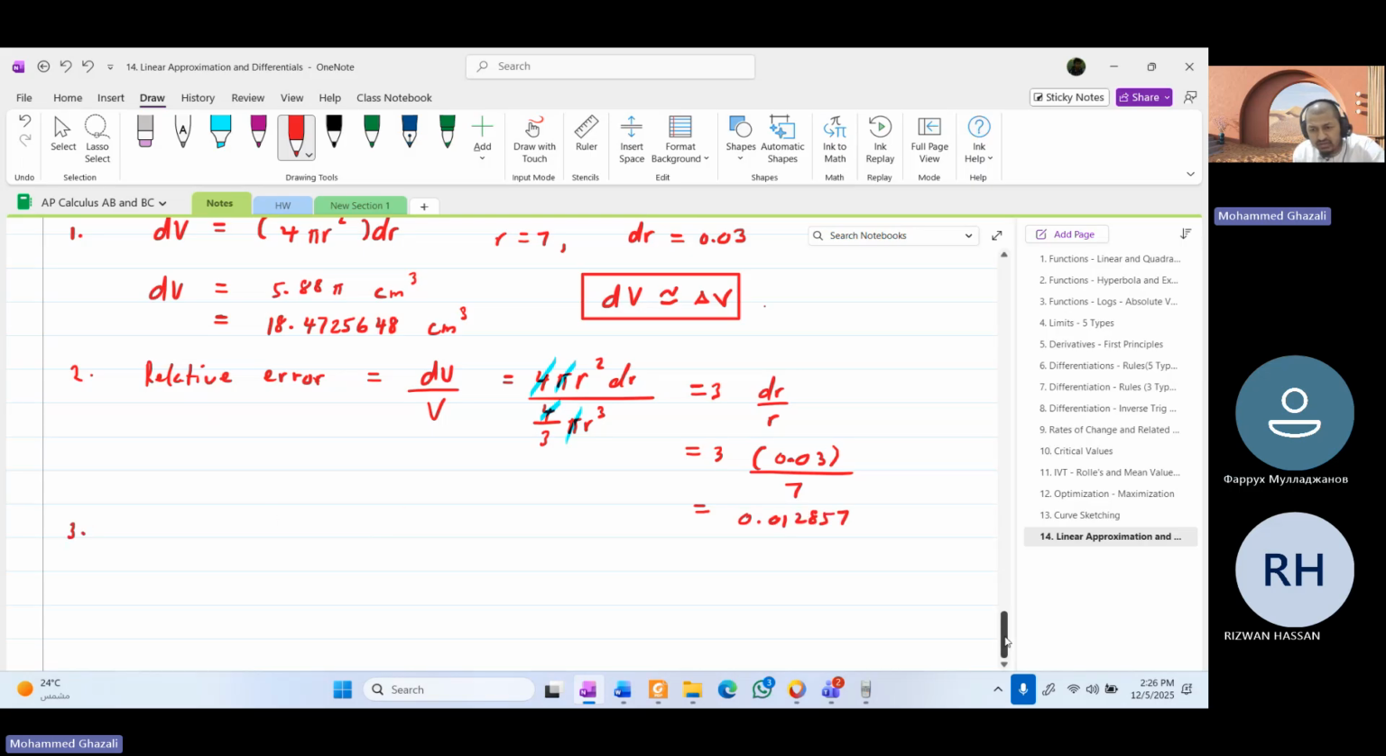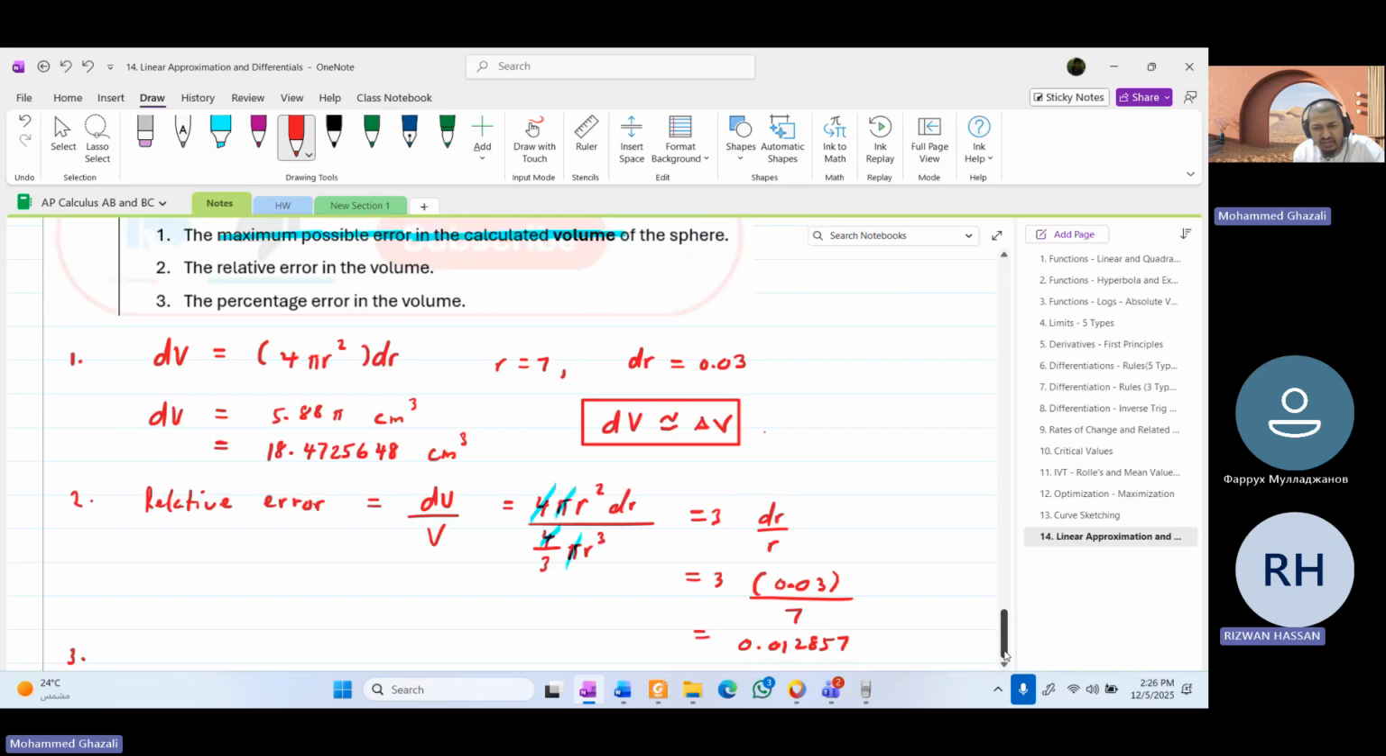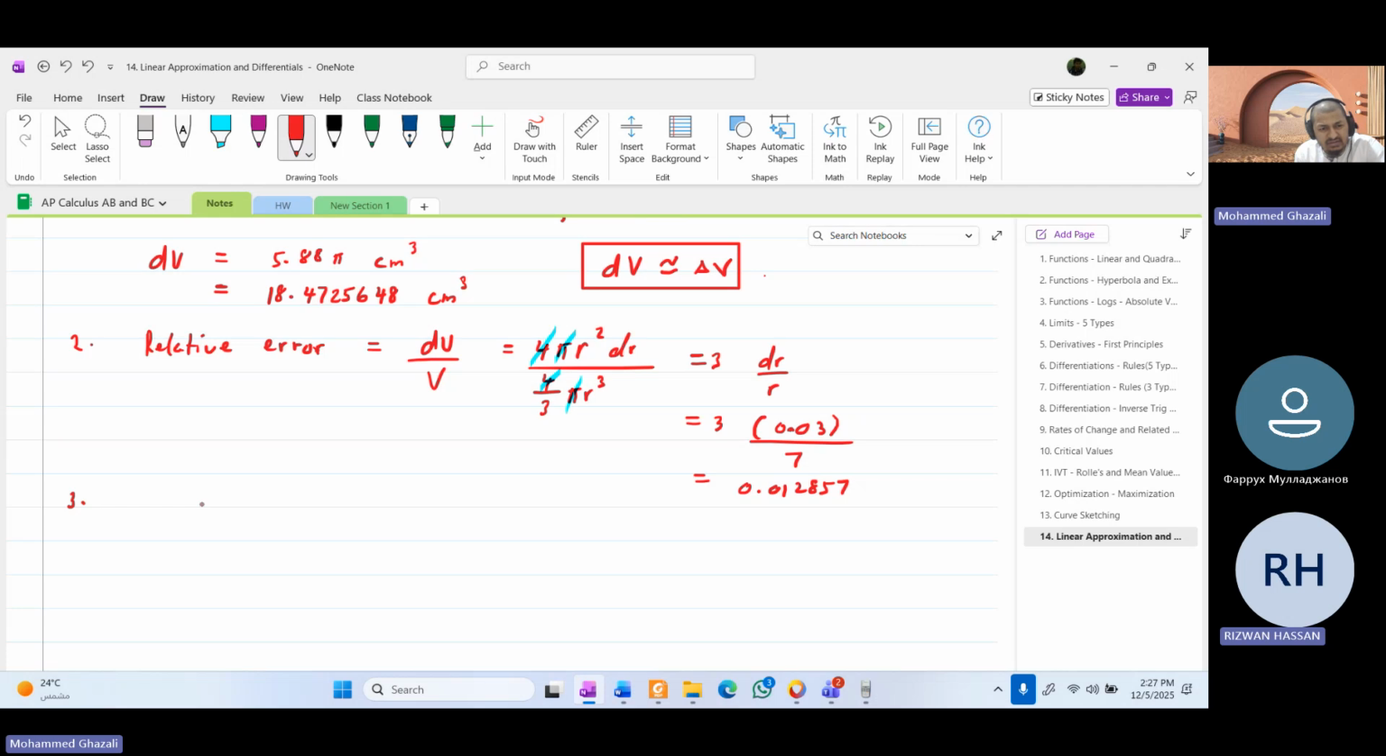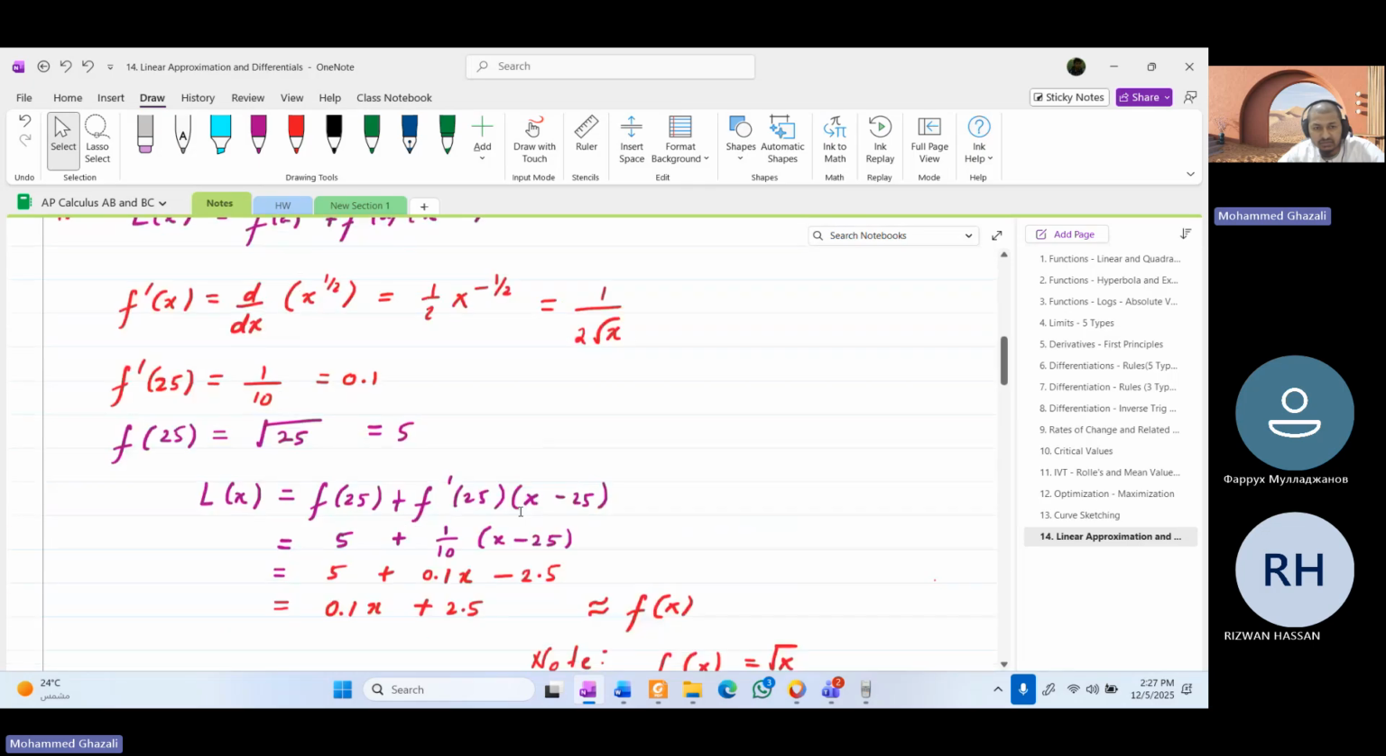And the third one, what are they asking us for here? The percentage error. You just take this and multiply by 100. So the percentage error is equal to 1.2857%, which is very small, right? The percentage error is 1.2857%.